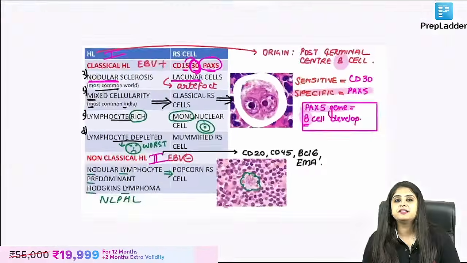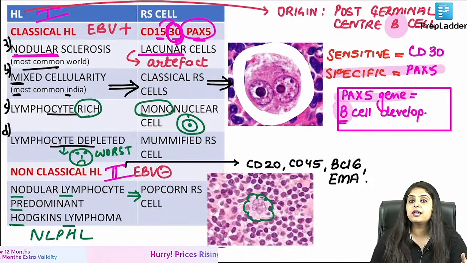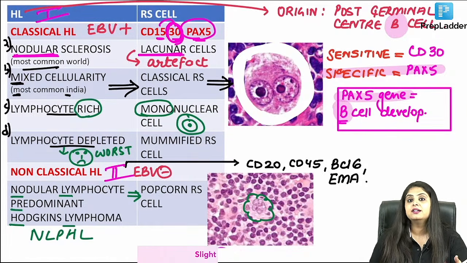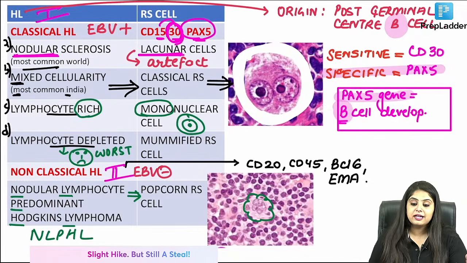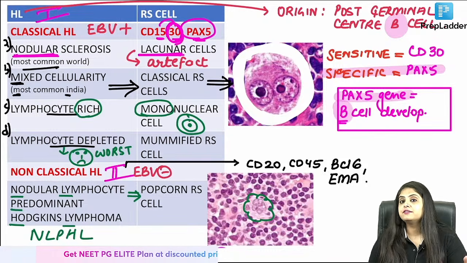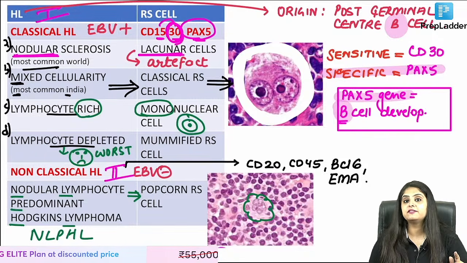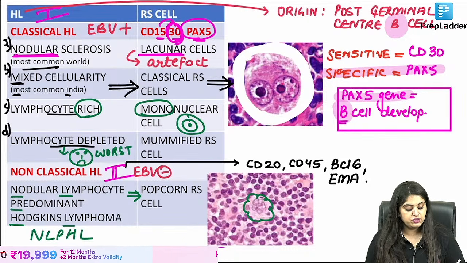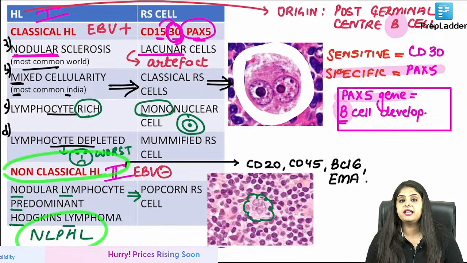So popcorn RS cell. Yesterday I taught you the radiology popcorn calcification. Remember that story that we studied. So popcorn calcification was seen in pulmonary hamartoma. And popcorn calcification was seen in one breast tumor also, that is fibroadenoma, which we have written yesterday. Today we are doing popcorn RS cell, which is seen in the non-classical variety, that is NLPHL.